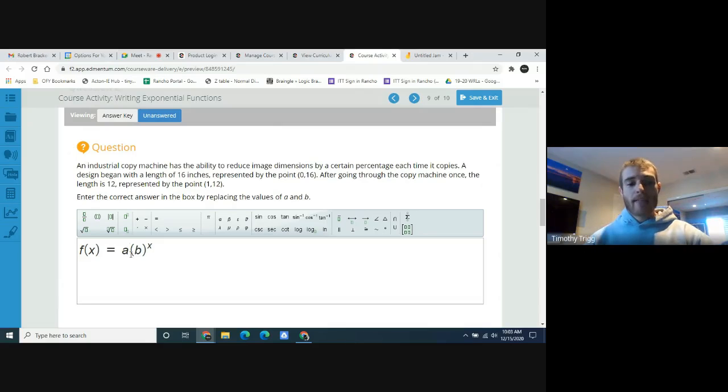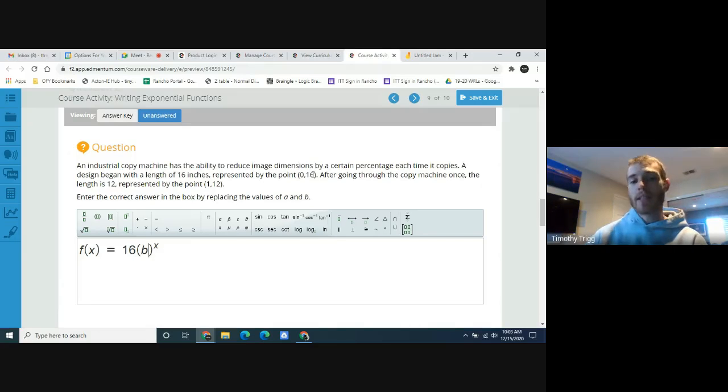So again, A is the starting amount. So hopefully you know what the starting amount is here. What was the starting amount for the design's length? Well, it's represented by this point 0, 16. And there you go. When you think of it as a coordinate point, the starting amount is always 0, something. It's the y-intercept. And the B represents the growth rate.